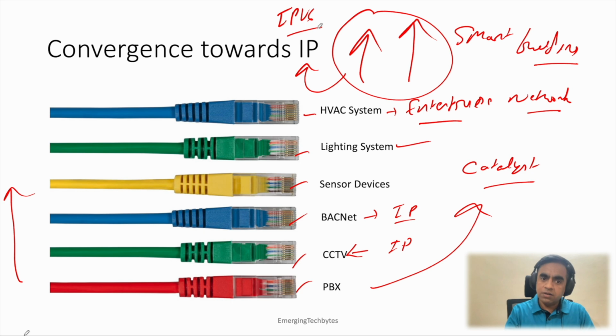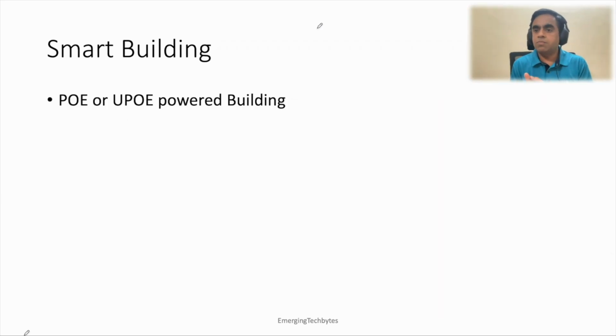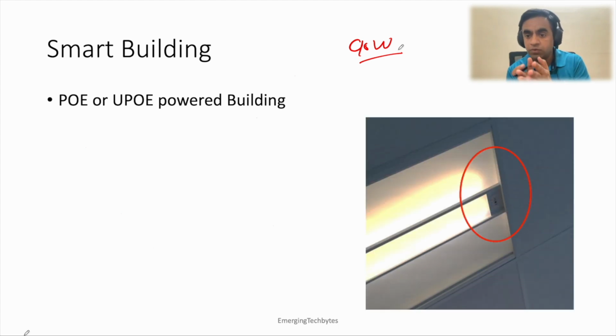Let's look at this with another example as well to make this point more firm. There are now these Power over Ethernet or UPOE powered buildings, where a Cisco switch can provide 90 watts of power on a particular port. That is enough to power, let's say, a LED light connected to it. This was actually one deployment that we had taken care of. There was a sensor, and this light is actually connected to a network switch in the backend.